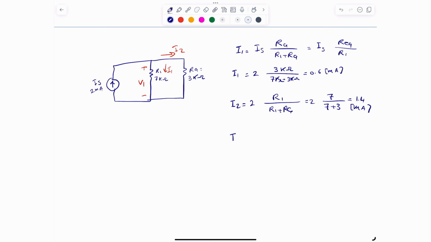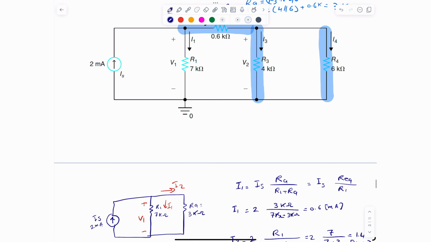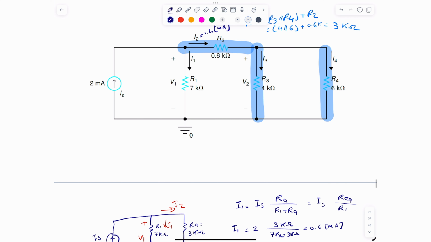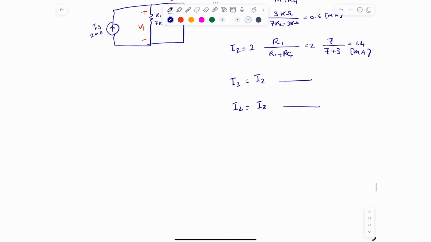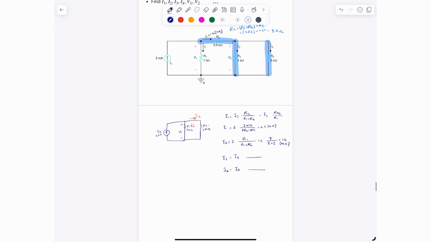So I3 and I4 come from I2, that's the source, and then what are we multiplying with? If we wanted I3, let me just do that here, if we wanted I3, we take R4 divided by R3 plus R4. And if we wanted I4, this one here, we take this other resistor, which is R3. So this is R3 divided by R3 plus R4.